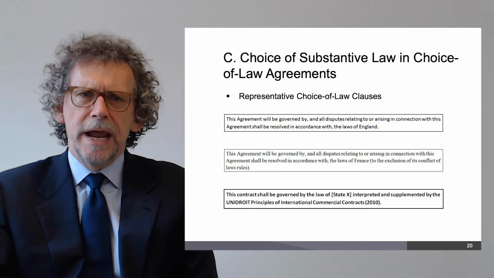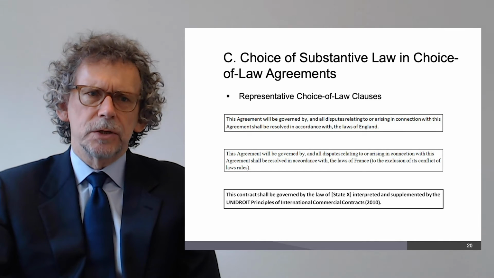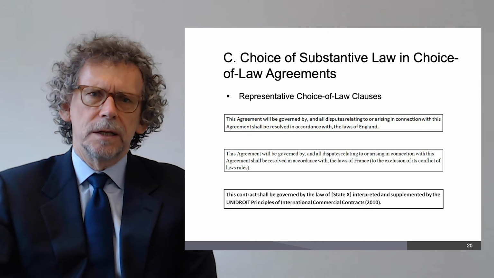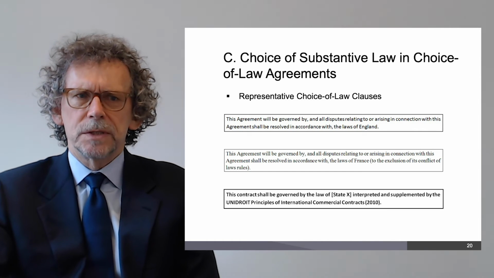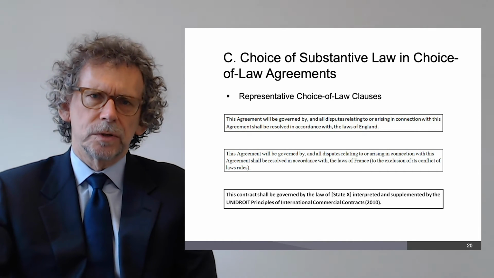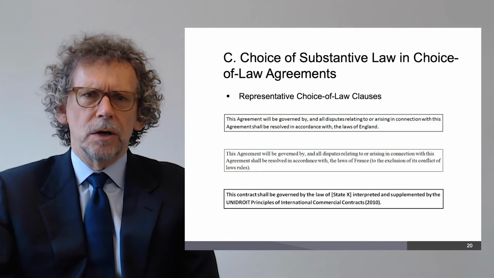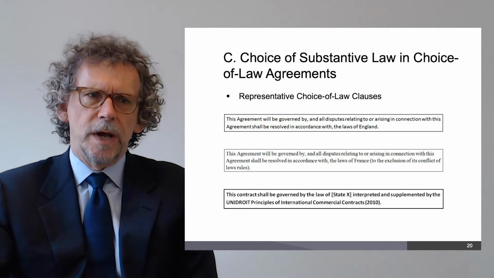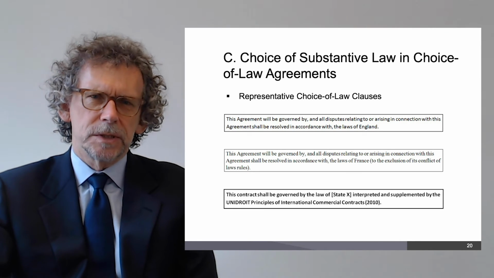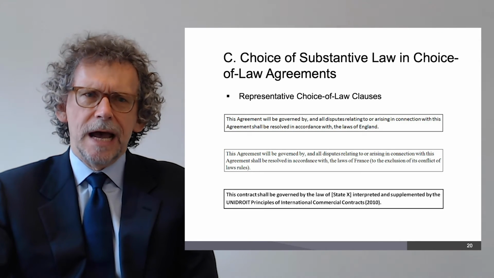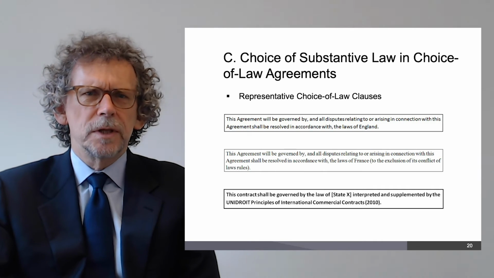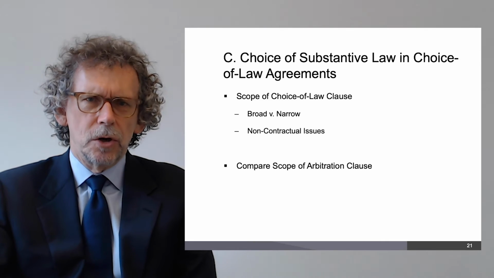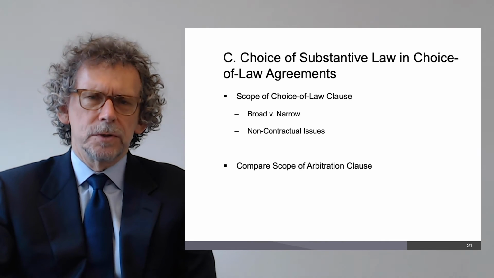A somewhat narrower formulation: this contract shall be governed by the law of State X, interpreted and supplemented by the UNIDROIT Principles of International Commercial Contracts. Parties frequently don't include that latter part of the quotation that I've just read, the reference to the UNIDROIT Principles. They prefer simply to refer to a national legal system. Note that these different choice of law provisions have differing scopes. Some are broad and others are narrow.